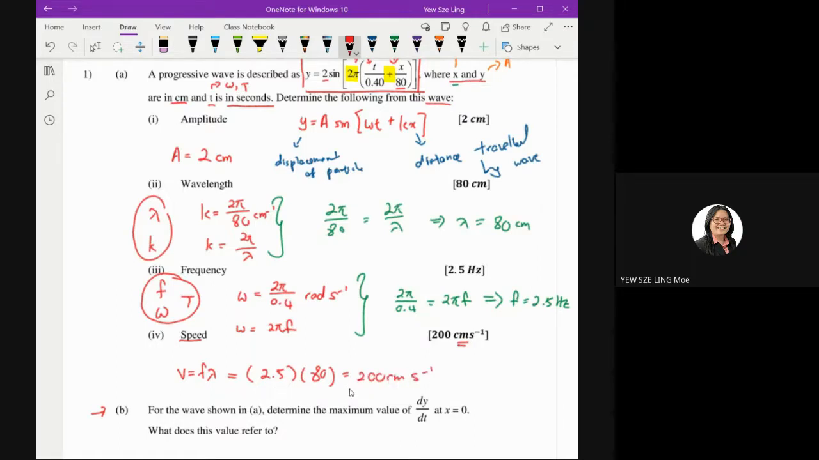Now, can you use meters? Of course you can. If you use meters, then the answer would be 2 meters per second. Okay, 2 meters per second. So that is question 1A for you.